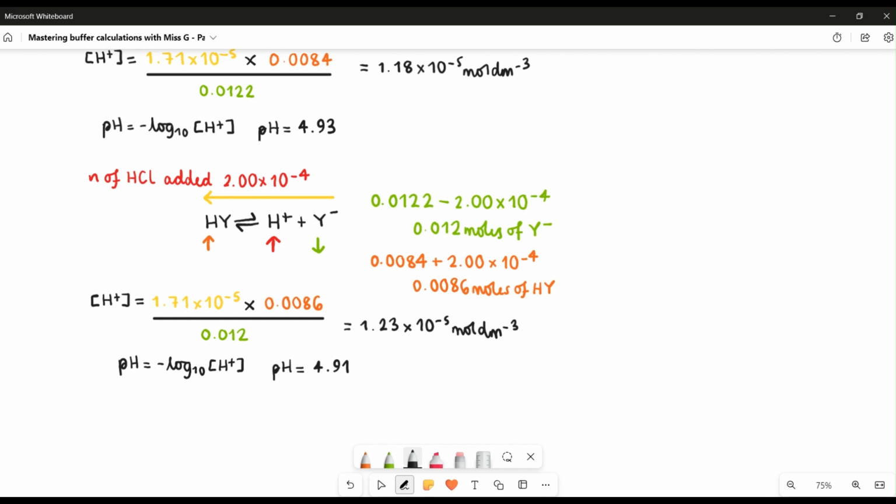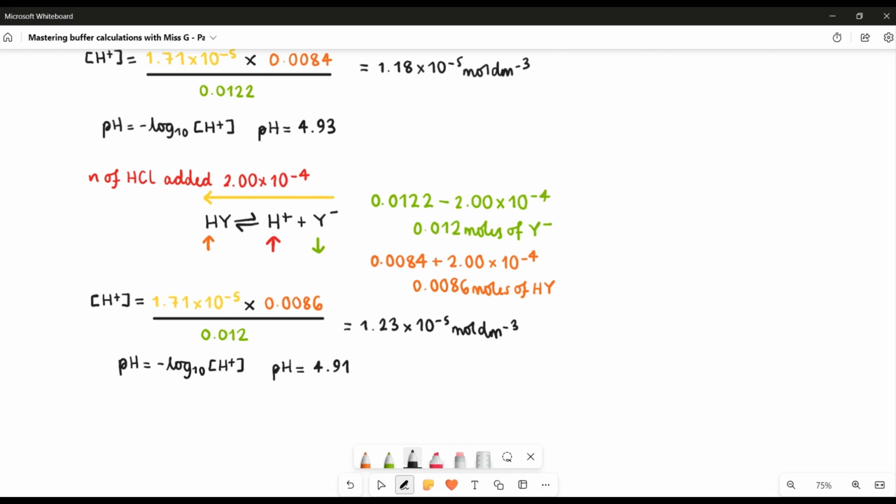Now, this only works when we add quite a small amount of acid or alkali, so we're only adding 2 times 10 to the minus 4 moles of acid to our buffer. If we were to add too much acid or too much alkali, that ratio of weak acid and salt would not be maintained, and thus the pH would change. So it's really important that we understand that the pH can only be maintained upon addition of quite small quantities of acid or alkali, but that would be how you would do that question.